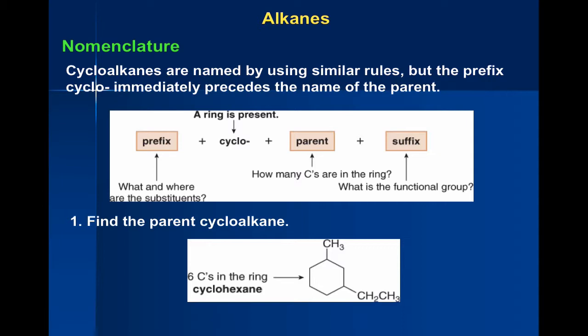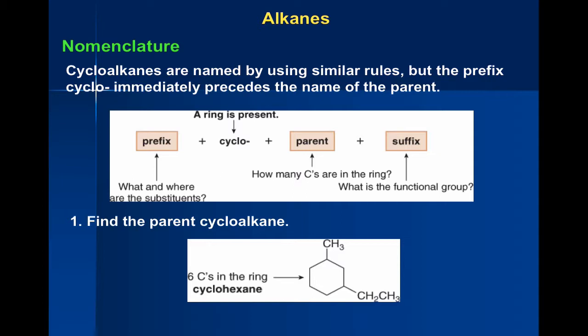Cycloalkanes, the nomenclature is very, very similar to the nomenclature of a normal alkane, except we're going to put cyclo in the name. Okay? So you're going to have your prefix. It's going to tell you where the substituents are, what they are, and how many. You're going to have the word cyclo right before the parent name, and then you're going to have the suffix. And the suffix, again, since we're dealing with cycloalkanes, is going to be -ane. So really, the trick is just to remember to add the word cyclo.